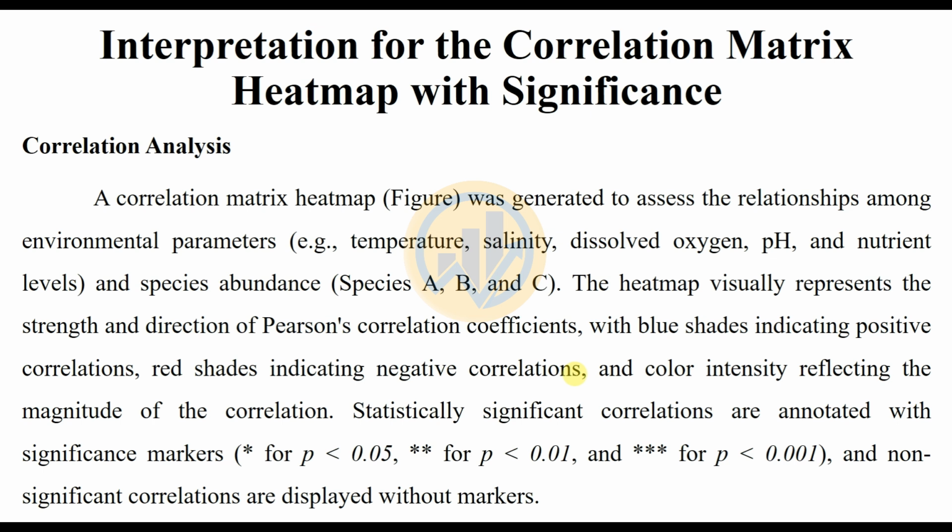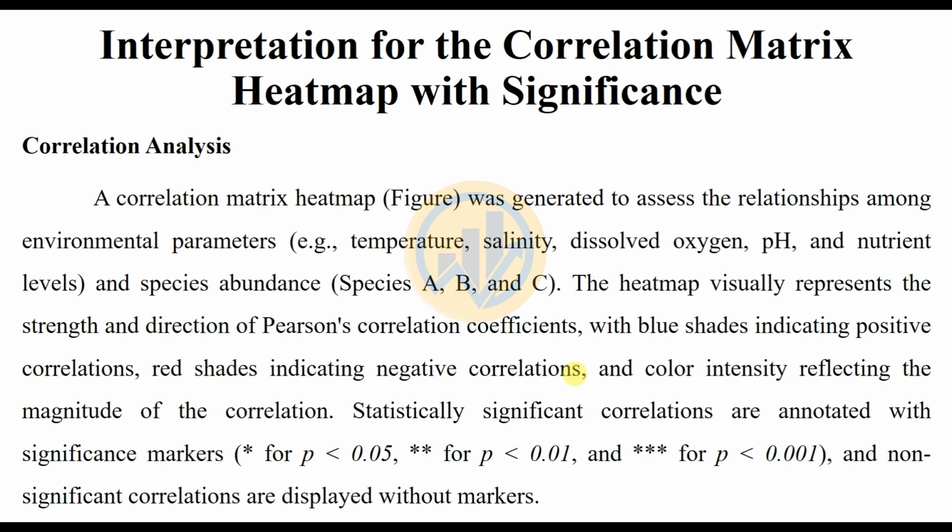Correlation analysis. A correlation matrix heat map was generated to assess the relationship among environmental parameters, for example temperature, salinity, dissolved oxygen, pH and nutrient levels, and species abundance, species A, B and C. The heat map visually represents the strength and direction of Pearson's correlation coefficients, with blue hues indicating positive correlations, red hues indicating negative correlations, and color intensity reflecting the magnitude of correlations.